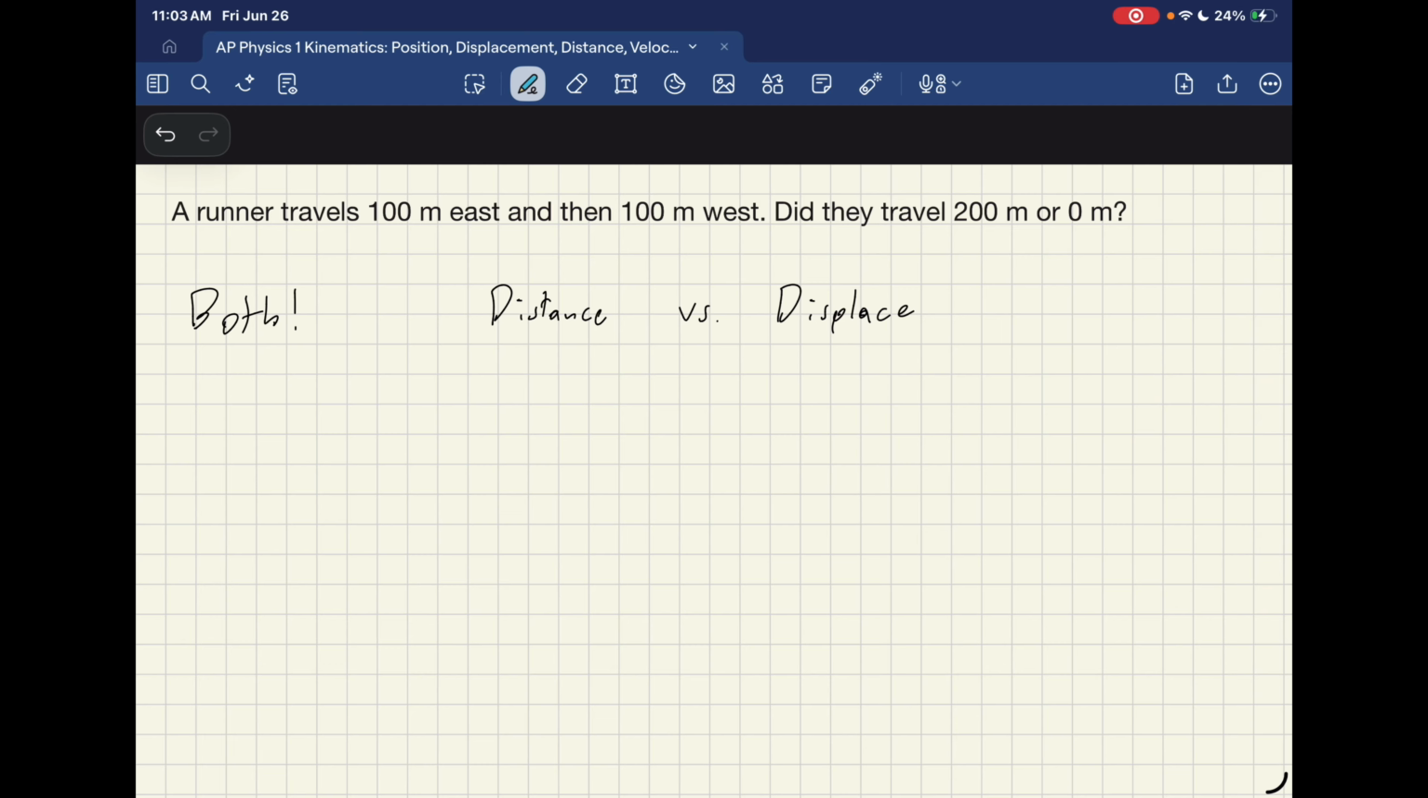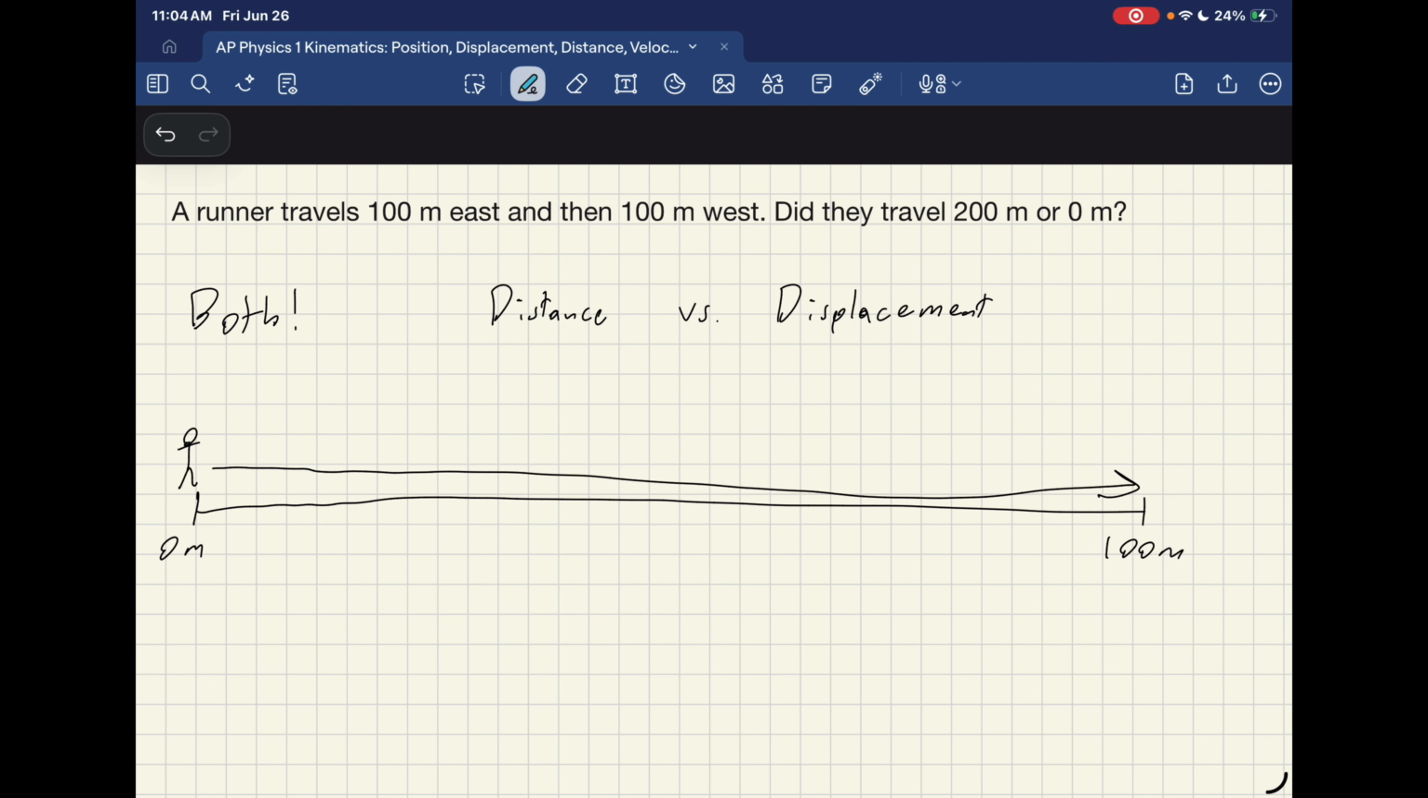Distance can be described as the total distance traveled, whereas displacement is the distance from the initial starting point. So let's imagine it on a number line. If we have, here is 0 meters, and over here is 100 meters, our runner starts at 0 meters. They travel 100 meters this way, and then they travel another 100 meters this way, because first they go east and then they go west.